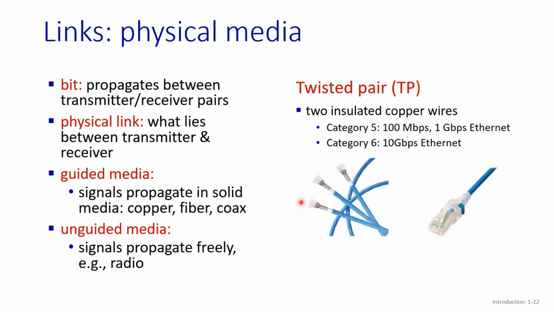Okay, so now let's discuss different physical media, the guided physical media. We have twisted pair cable. In the twisted pair cable, we have pairs of insulated copper wires. You can see here we have three pairs of insulated copper wires, and then we have different categories for the twisted pair cable. Category 5 provides 100 MB per second bandwidth and also 1 GB per second Ethernet. Category 6 provides 10 GB per second Ethernet bandwidth.